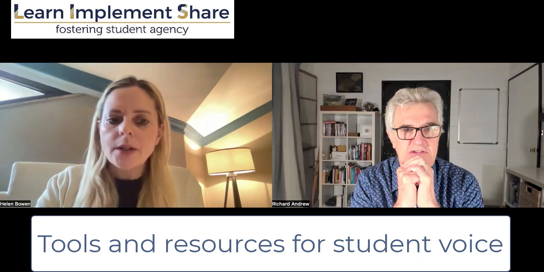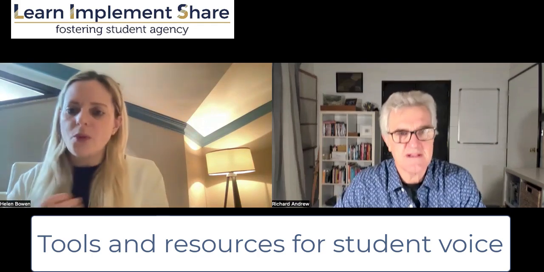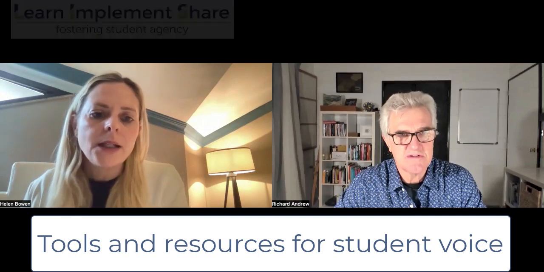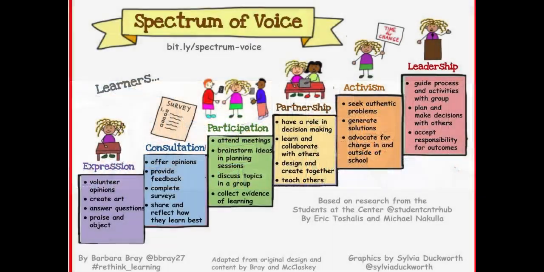There are some other sort of guidelines. A great one that I came across when I was doing a unit on this for my master's. It's called the Spectrum of Student Voice. And it was designed by Eric Tashalis and Michael J. Nakula. I hope I'm pronouncing those correctly. And it categorizes the different levels of that student engagement in schools.